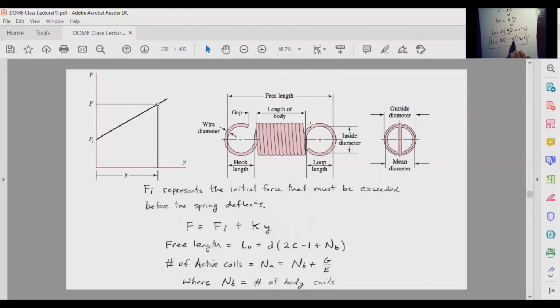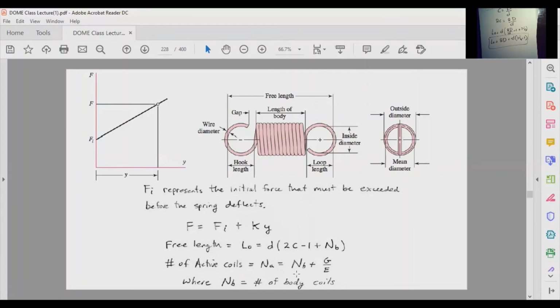Or actually, I think the reason why we lose one body coil is because we have a mean coil diameter here. So the length of the hook is from the inside of the hook. Inside of the hook, you're losing half a diameter on either side. Adding them up, you're losing one diameter in total.